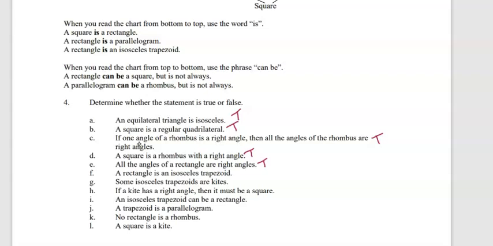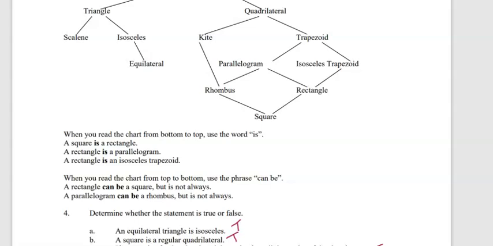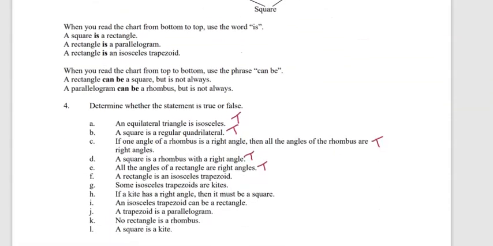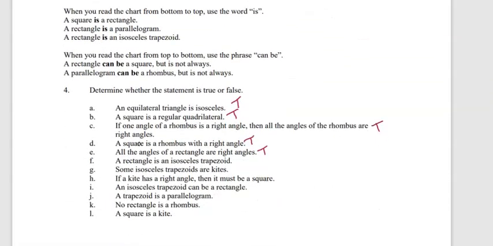A rectangle is an isosceles trapezoid, and notice you're working from the bottom to the top, so it is. All rectangles are isosceles trapezoids because a trapezoid has at least one pair of parallel sides, which a rectangle has. Isosceles is when we have those two congruent sides, which all rectangles will have. So all rectangles can also be named isosceles trapezoids.